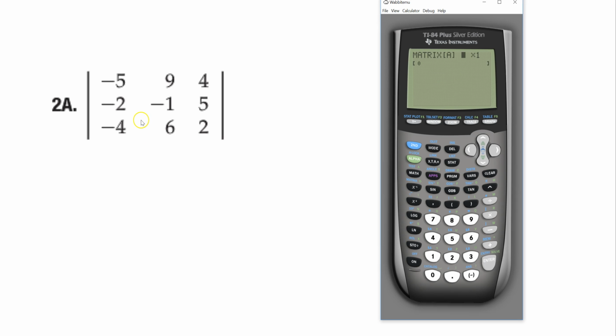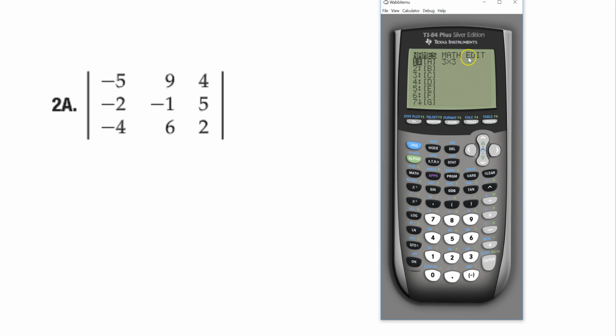This matrix is a 3 by 3. Type in all the values. -4, 6, and 2. So I just went through, typed in all my values. Now let's get out of this. I'm going to go back to my matrix. And remember how I mentioned this before, how this is where you select your matrix. There's my 3 by 3.